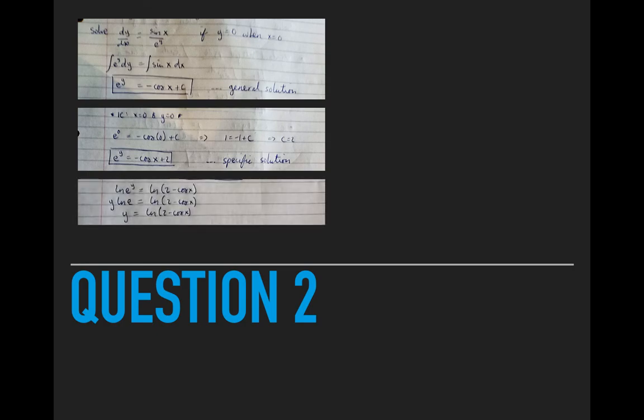The only way to get that power down is to take the natural log of both sides. So I get the natural log of the left equals the natural log of the right. I have the natural log of e to a power, meaning I can take the power out in front. So y times the natural log of e is equal to the natural log of 2 minus cos x. And then the natural log of e to the base e is 1, so I get y on its own on the left hand side.